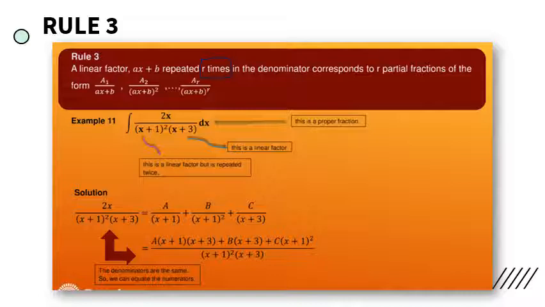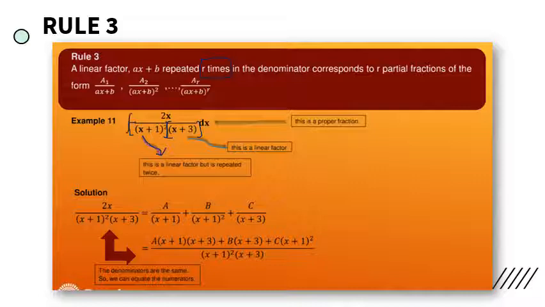First, we look at the denominator part. Looking at this x plus 1 squared, this is a linear factor, but it is repeated twice. And looking at this second denominator, x plus 3, this is a linear factor.